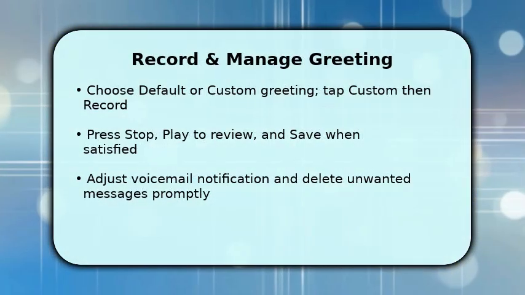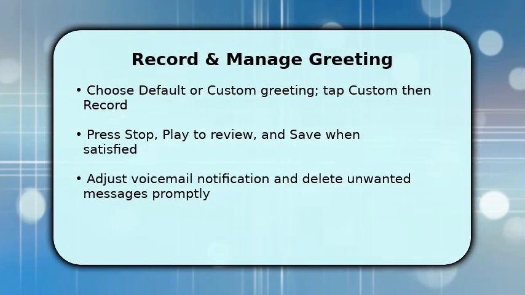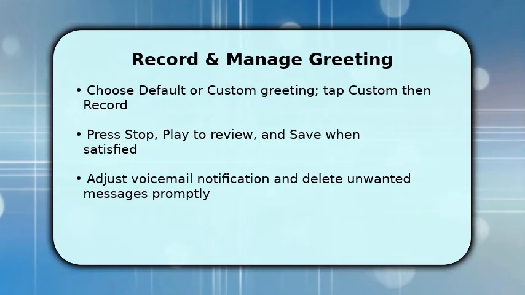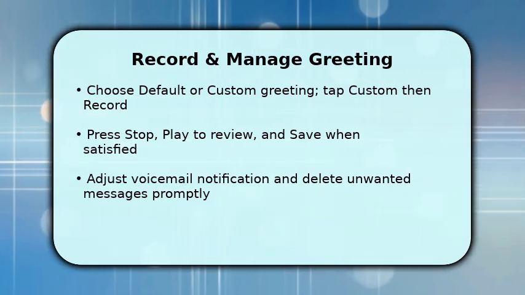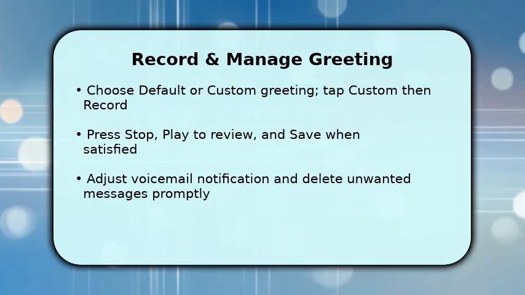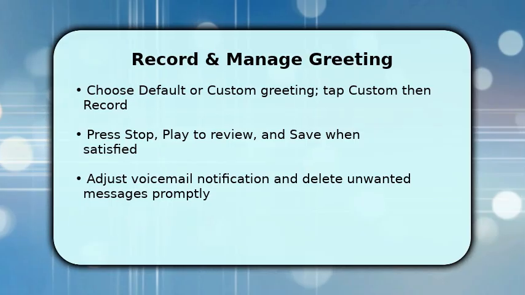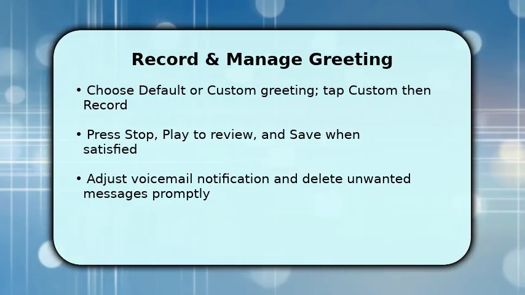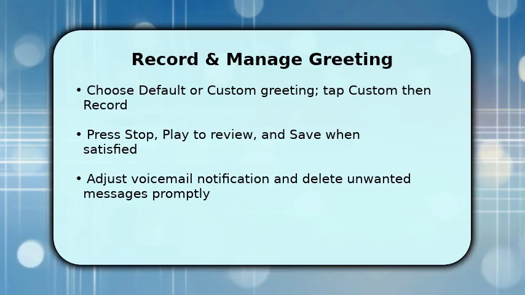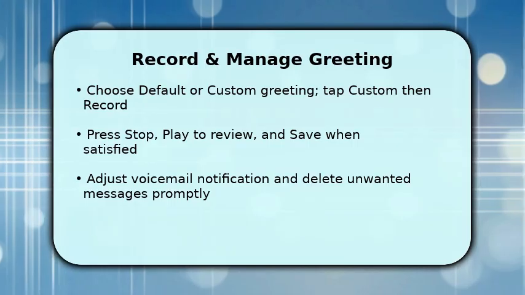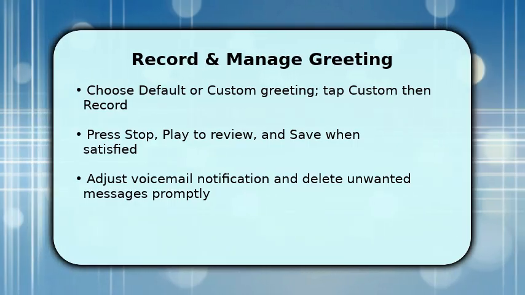Now record and manage your greeting so callers get the right impression. Choose Default or Custom. Tap Custom and then record to speak your message. Press Stop, then play to review and re-record if the tone or timing is off. When satisfied, tap Save so your greeting goes live. Make sure to also review message notifications and delete unwanted messages to prevent storage issues. This keeps visual voicemail responsive and reliable for new callers.